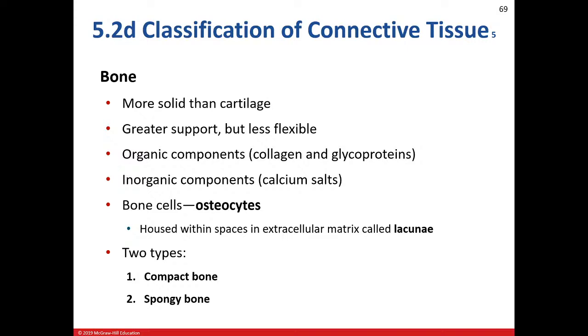The next supportive connective tissue is bone. Now, bone is more solid than cartilage, and it offers greater support, but it's less flexible. Basically, the stronger you are, the more support you can offer, but the more likely you are to break, right?